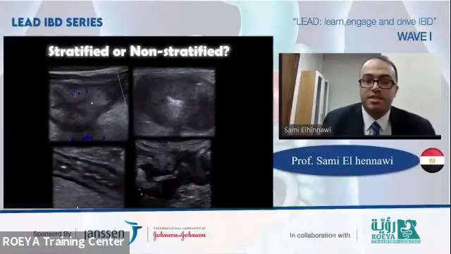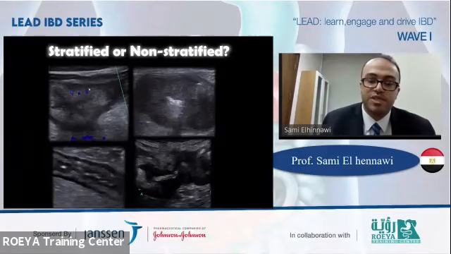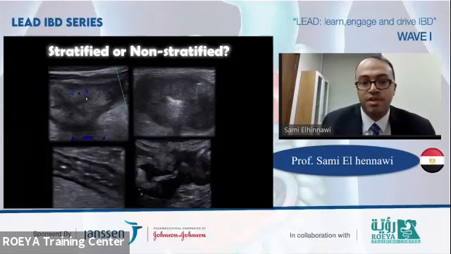Here there is a bowel loop. It shows increased bowel thickness, and it shows preserved stratification. Here we can identify the mucosa, the submucosa, and the outer muscular layer. That means it's an inflammatory condition. There is no destructive process.